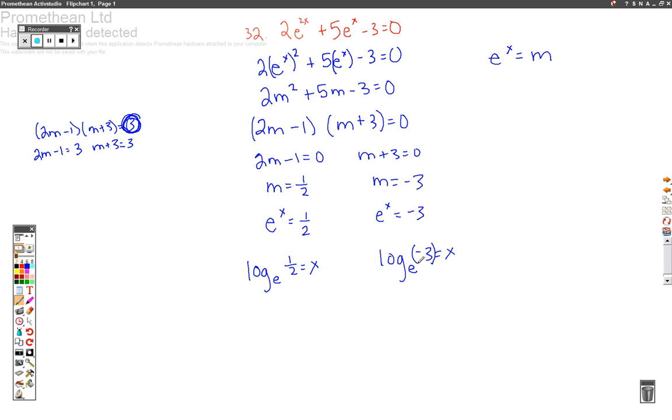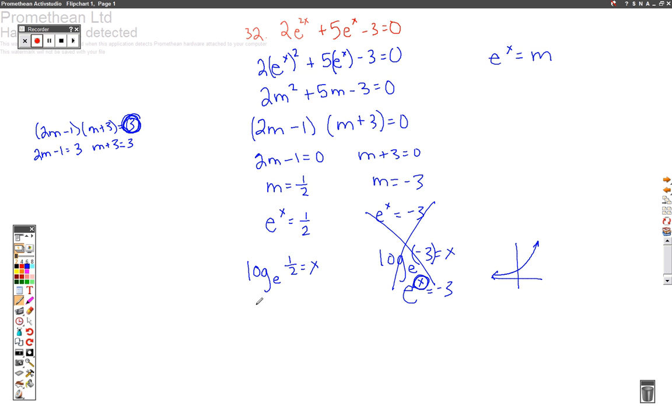Remember that this number here can never be negative. e to the x equals negative 3. There's nothing that you can put here that will give you a negative 3. Keep in mind that e to the x looks like this. The result is never negative 3, so there's nothing that I can do with this side.